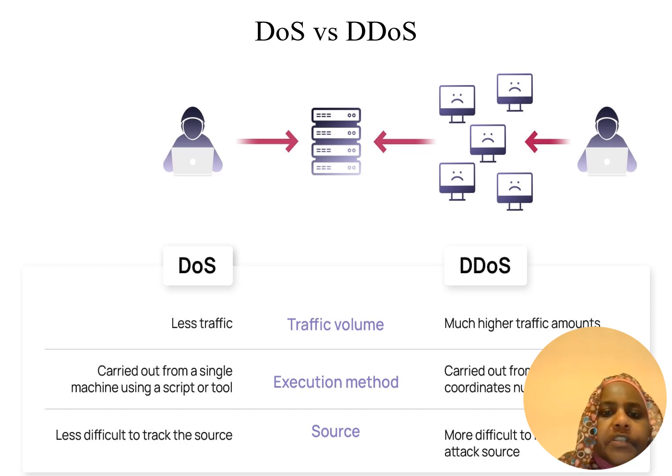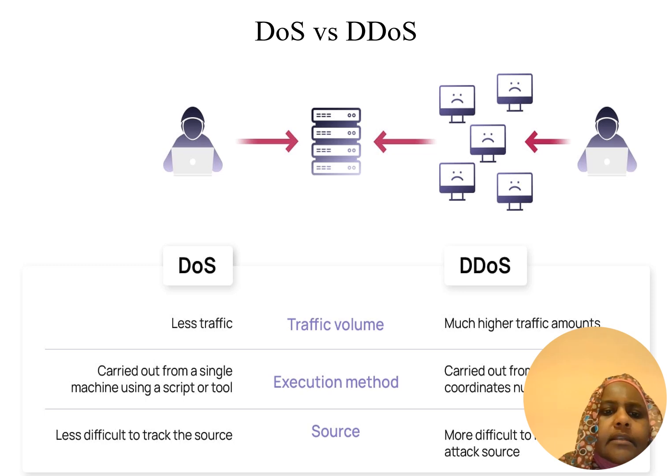The amount of traffic in the denial of service attack is less than the amount of traffic in the distributed denial of service attack. This is from a single computer, this is from multiple computers. The execution method for DoS is carried out by a tool or a script on the attacker's computer. Here it is carried out by botnets, making a botnet network.